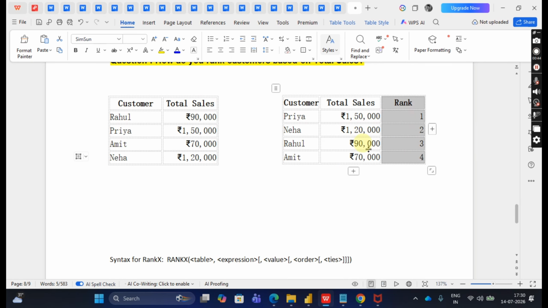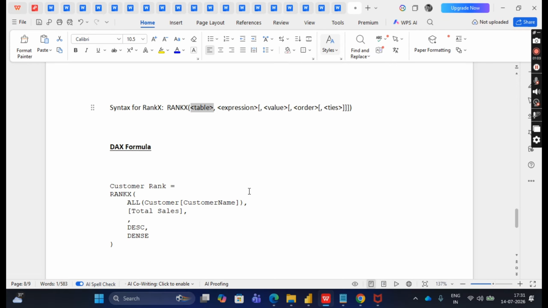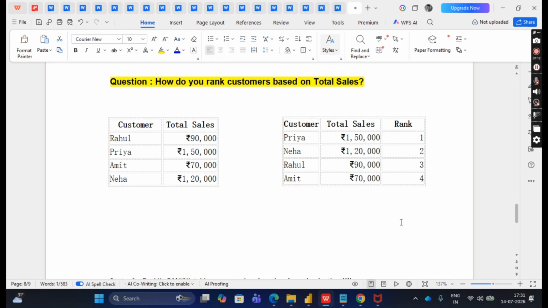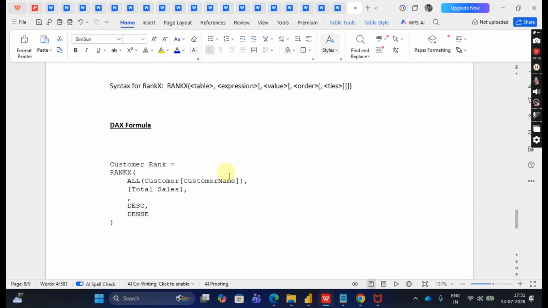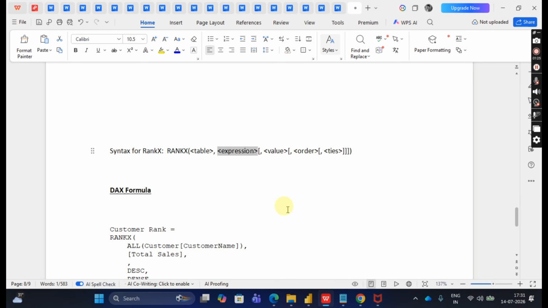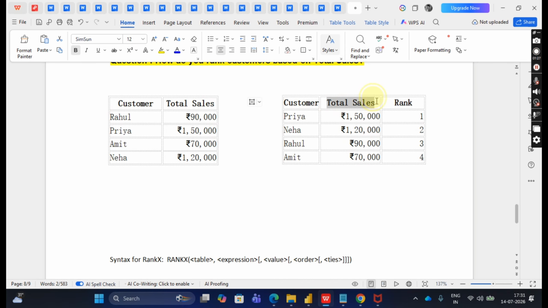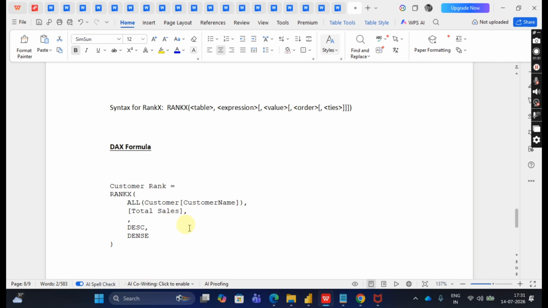The first argument takes the table on which we need to perform the rank function. ALL removes the current customer filter so that Power BI compares the current row customer with all the other customers. In the second argument, we give the expression on which the ranking will be done. Here customers are ranked based on their total sales, so you are giving the expression as total sales.